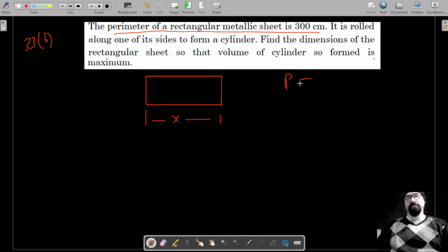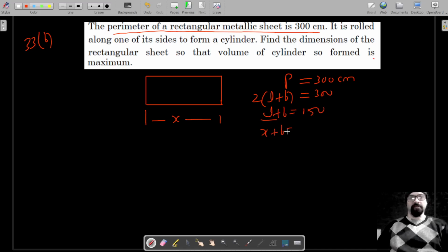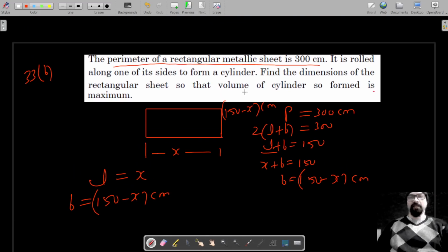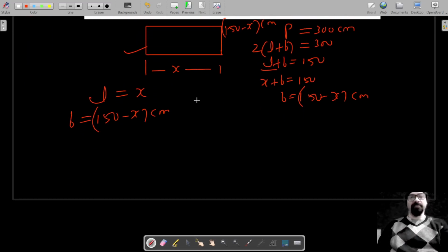Now it's given that the perimeter is 300 centimeter, and we know that the perimeter of the rectangle is given by 2 into L plus B, which gives us L plus B is equal to 150. L is x, so breadth is equal to 150 minus x centimeter. So length is x and the breadth is 150 minus x centimeter. Now it's given that this is rolled along one of its sides. So let's say it is rolled along the length.